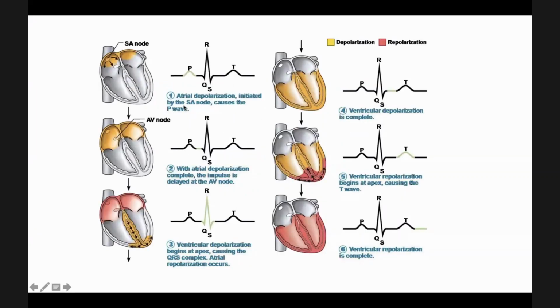Again, it starts with the SA node, then the AV node, then it goes along the bundle of His. Then the ventricle gets depolarized, giving the QRS. Once depolarization is complete, the ST segment comes. After that, ventricular repolarization begins at the apex, causing the T wave. After that, ventricular repolarization is complete.